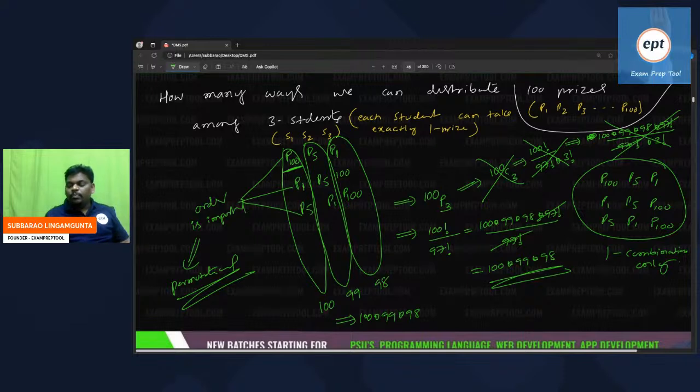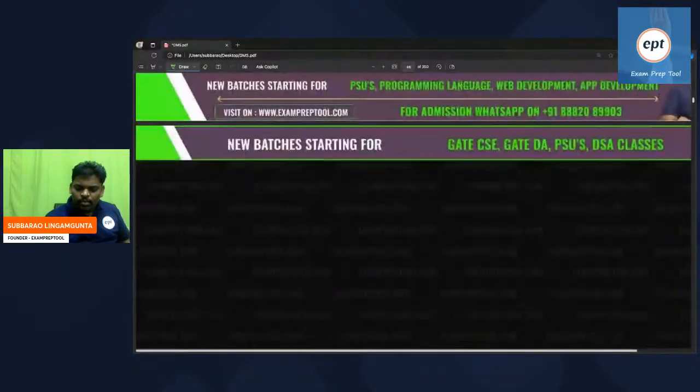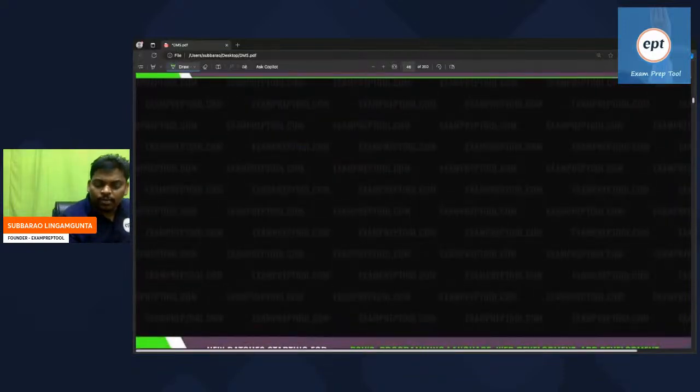Remember everyone, combinations different, permutations different. Order important, permutations. Now one more thing if you observe, this is the formula between both of them. Can you see the formula? This is the formula between them.